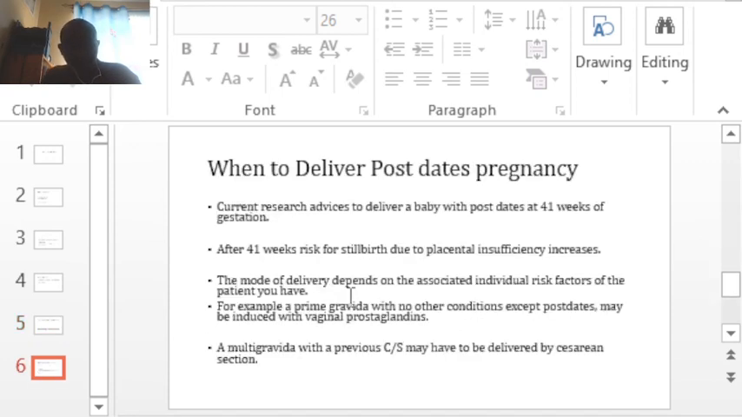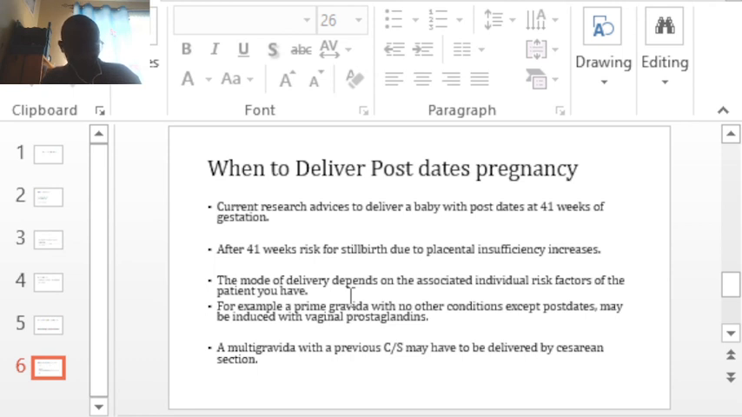So when do you deliver a post-dated pregnancy? Once you have all your information, and you have made a decision that this pregnancy is post-dates, when do you deliver and how do you deliver? The current research advises us to deliver at 41 weeks of gestation, because after 41 weeks of gestation, the risk for stillbirth due to placental insufficiency increases. The mode of delivery will depend on the other risk factors that the mother may have. For example, if it's a primigravida with no other condition except for post-dates, she may be induced with vaginal prostaglandins like misoprostol. Now, a multigravida who's had a previous cesarean section may have to be delivered by cesarean section.